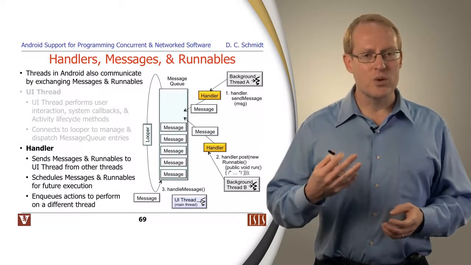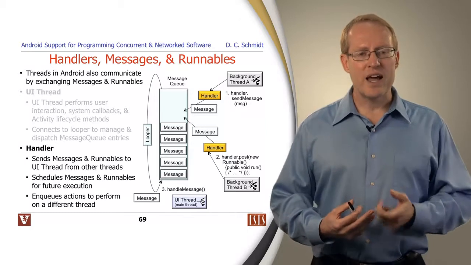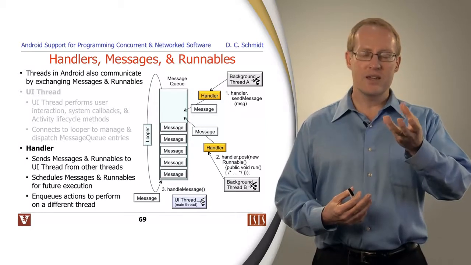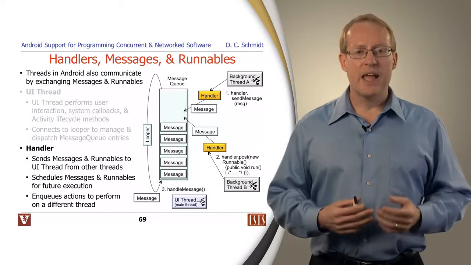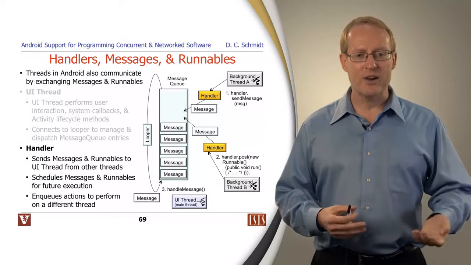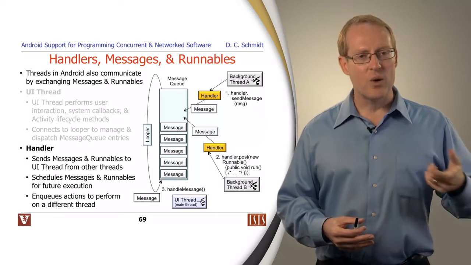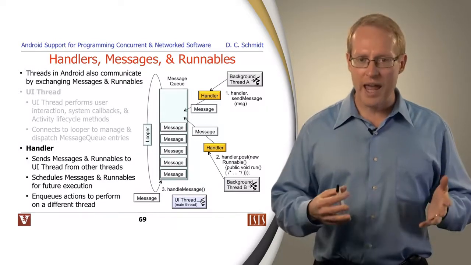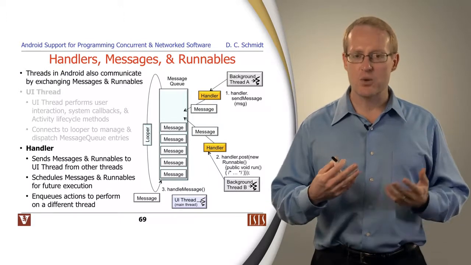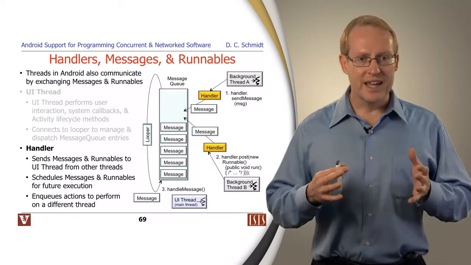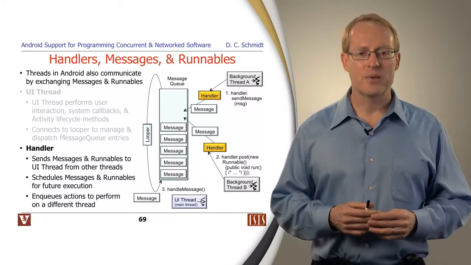So in this case, when you send a message through a handler, that ends up being enqueued in the UI thread's message queue, which is part of the looper. And then as the UI thread loops back around again and gets the next message, it will go ahead and dispatch that message through a handle message hook that you can override to customize the way in which those messages are processed in the context of the UI thread.